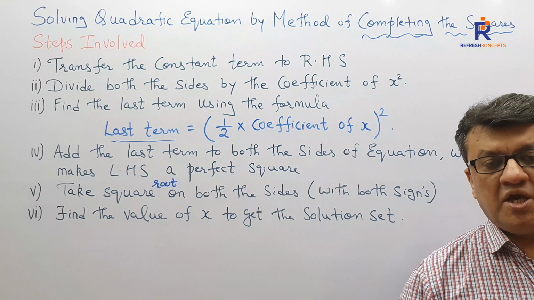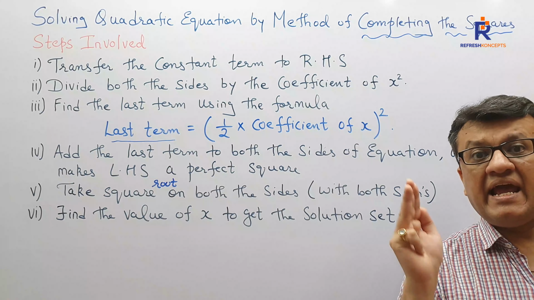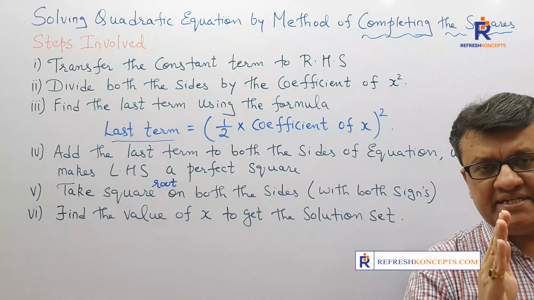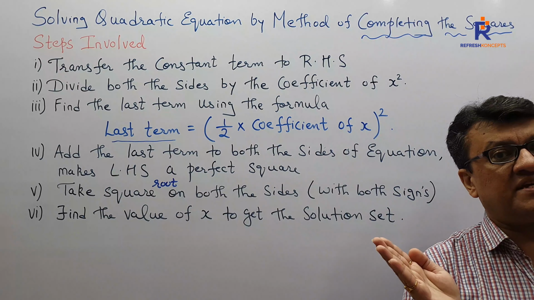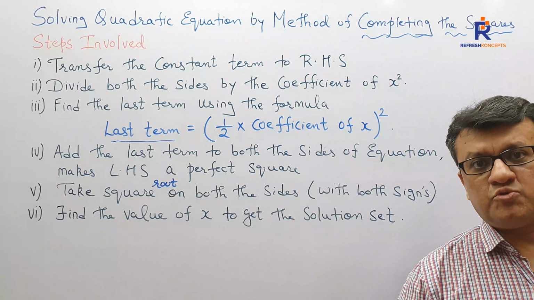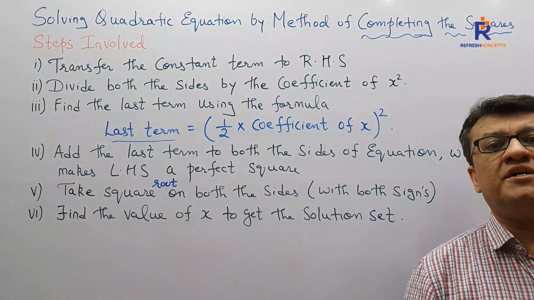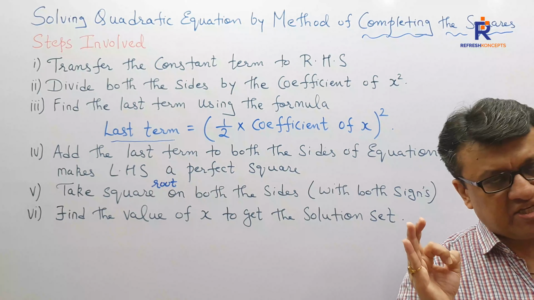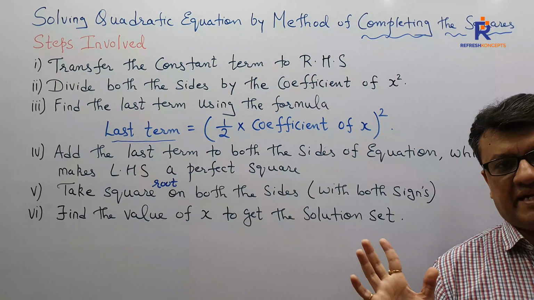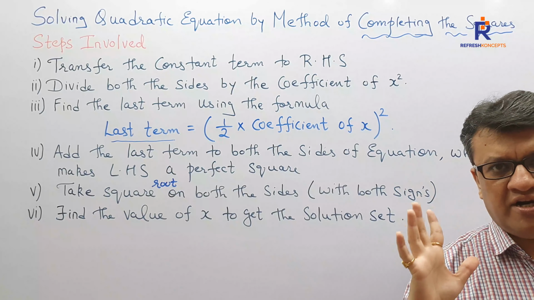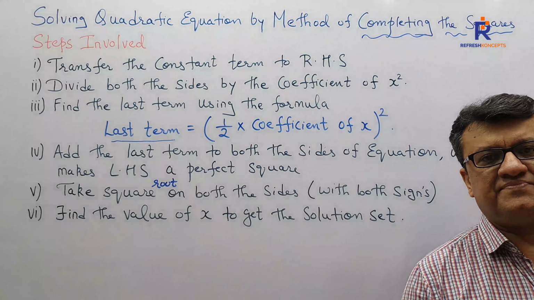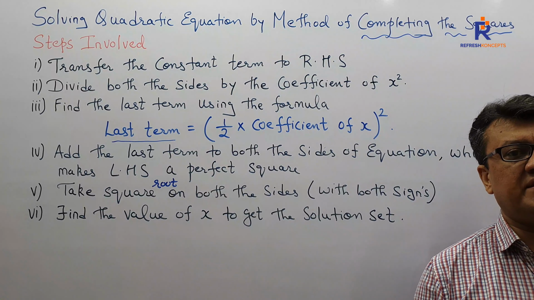Step number 4, whatever we got as the last term, add the last term to both the sides of the equation, that is LHS and RHS. The moment we add the last term, LHS will be a perfect square. Next step, take square root on both the sides. And finally, find the value of x to get the solution set.